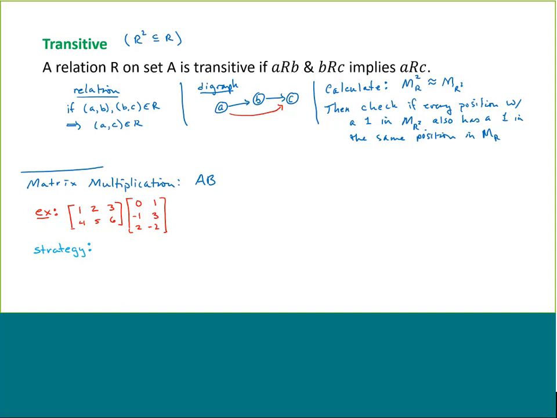So this is, I'll actually give you the formal notation. What this says is, in the product, once we get all done, in the ith row and the jth column, what are we going to do? We are going to multiply the ith row from the first matrix A by the jth column of the second matrix B. So that's the idea of what we're going to do.